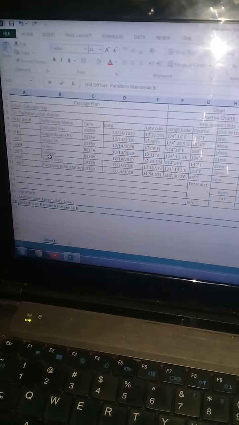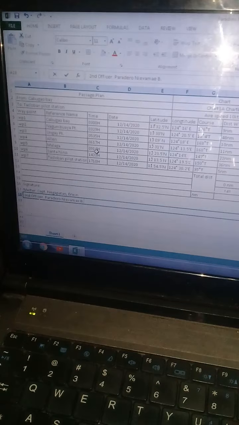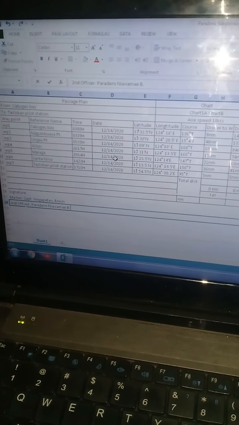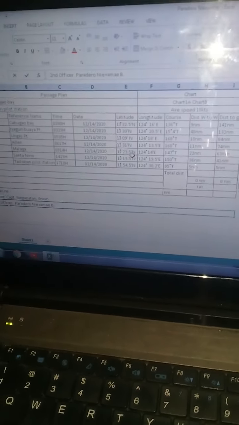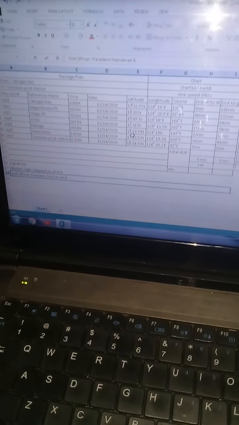And the fifth waypoint is Malaga, with the time of 914 hours with the same date, latitude of 12 degrees 23.5 minutes north, and a longitude of 124 degrees 14 minutes east, with the course of 147 degrees true, with the distance to waypoint is 22 nautical miles.